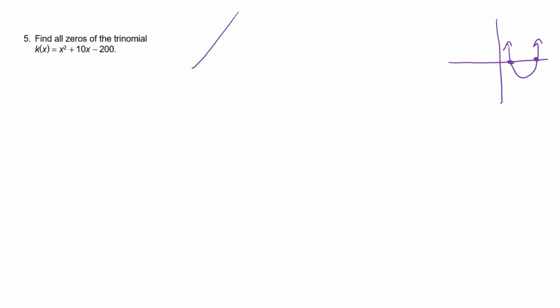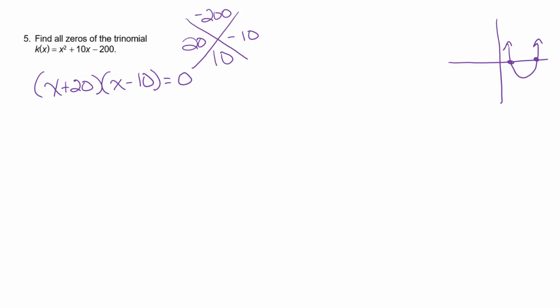And so I'm going to look at this and say, okay, I'm looking for 2 numbers that multiply together to get negative 200, add together to get 10. Well, I know that positive 20 and negative 10 multiply together to get negative 200, add together to get 10. So this one's pretty easy. x plus 20 times x minus 10 is going to equal 0.